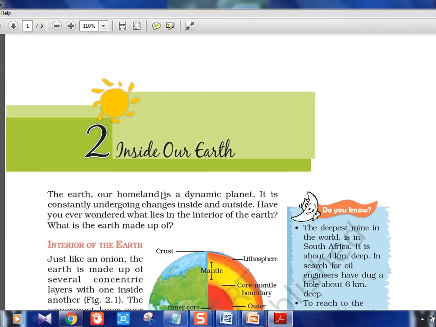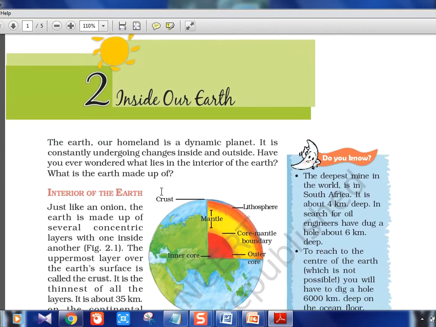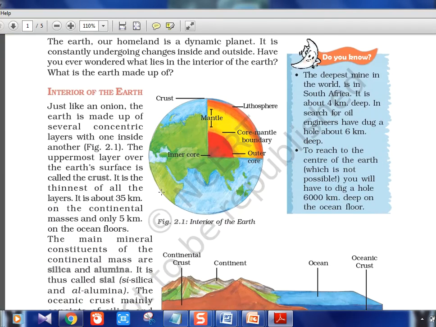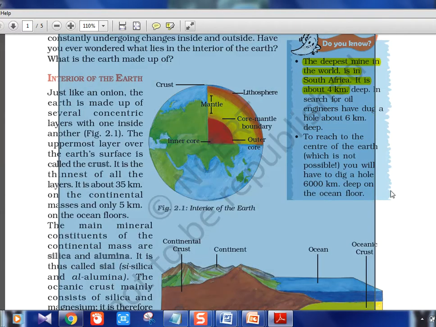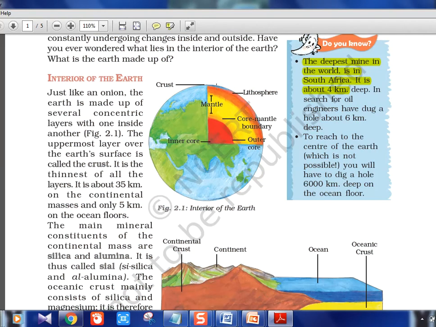Inside our Earth. Earth is a dynamic planet, we all know that. Also the only planet which has life in it. Here again, these are certain facts, like the deepest mine in the world is in South Africa, 4 kilometers deep. South Africa has a lot of gold mines and diamond mines. Engineers have dug up to 6 kilometers, but the actual center is 6,000 kilometers deep. So you are in no way going to reach there. Any scientist or engineers are not going to reach there.